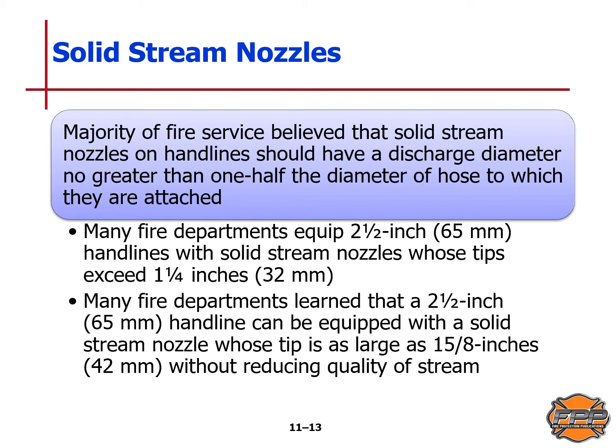The majority of fire services believe that solid stream nozzles on handlines should have a discharge diameter no greater than 1/2 the diameter of the hose to which they are attached. Many fire departments do equip a 2.5-inch or 65mm handline with a solid stream nozzle whose tip exceeds 1.25 inches or 32mm. And also, many fire departments learned that a 2.5-inch or 65mm handline can be equipped with a solid stream nozzle whose tip is as large as 15/8 inches or 42mm without reducing the quality of stream.